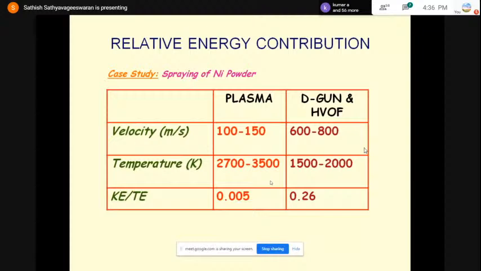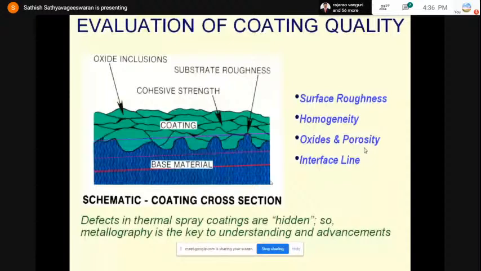If the same powder is deposited by some other process, you can compare. In the case of the detonation gun and HVOF processes, you can see a maximum velocity of 600 to 800 meters per second. Due to this, definitely the amount of porosity will be less. At the same time, the temperature will be varying between 1500 and 2000 degrees centigrade.